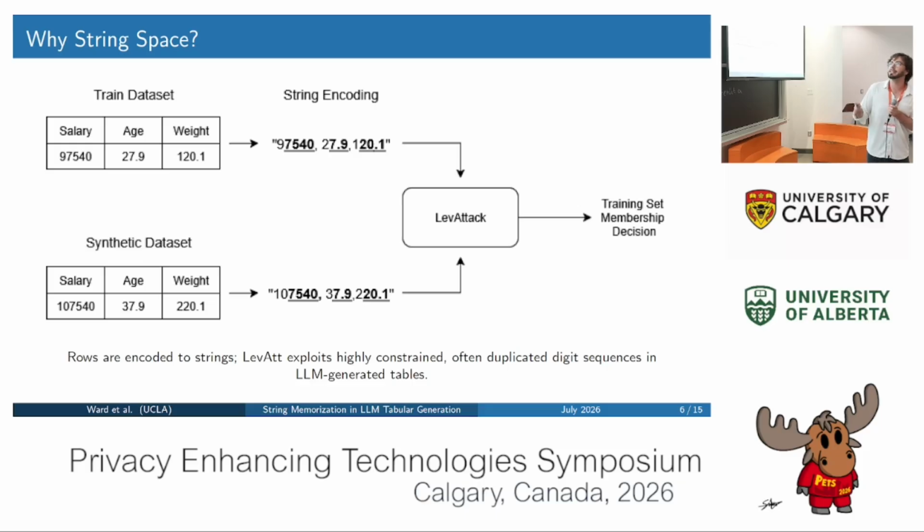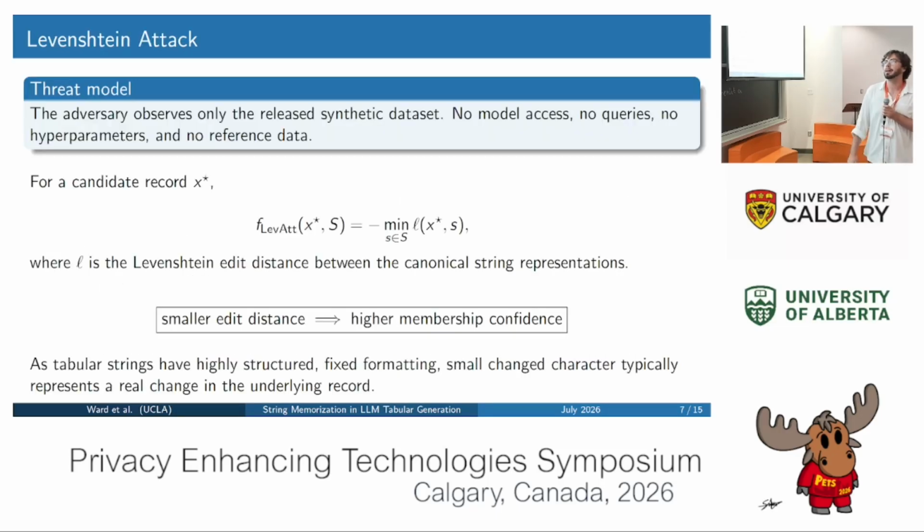So the idea is, can we potentially exploit this for an attack? We do a very simple operation where we assume the most conservative, no-box threat model possible, where the adversary only has the synthetic data that's released. We don't assume any model access, training, reference data, nothing. In a membership inference attack, for a candidate record X star, which is either in the training data or not, we simply compute the minimum Levenshtein distance between the candidate record and the nearest neighbor in the synthetic data.